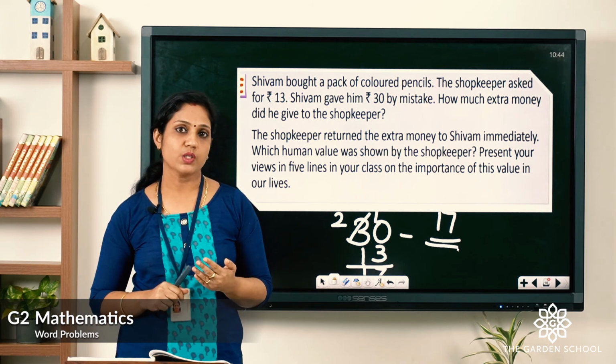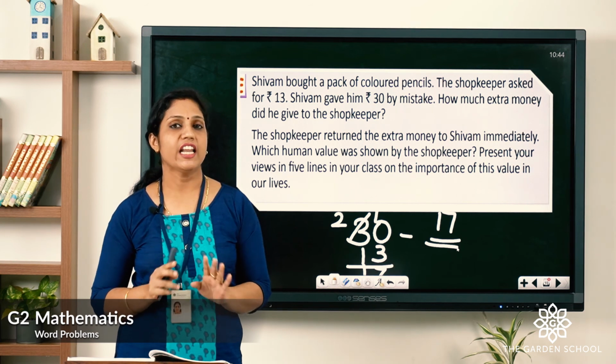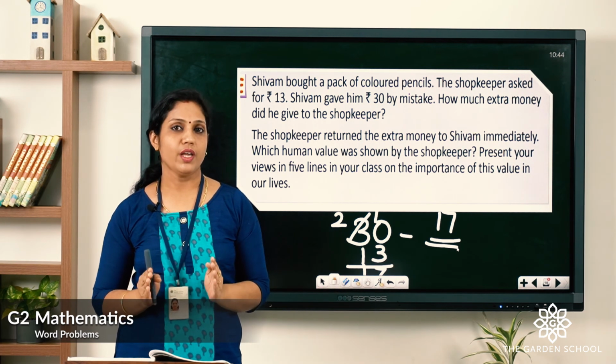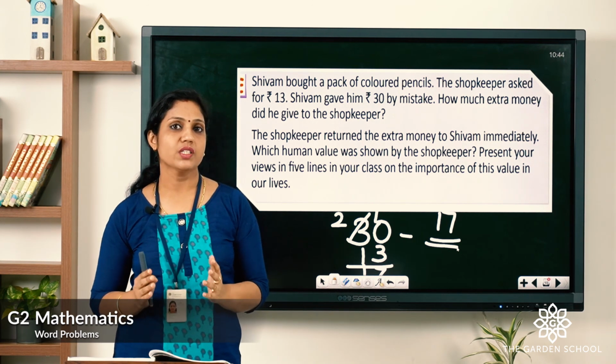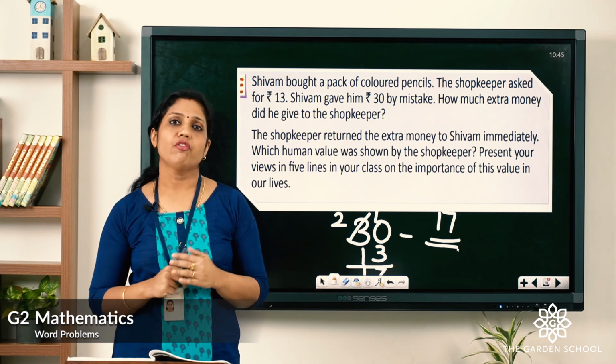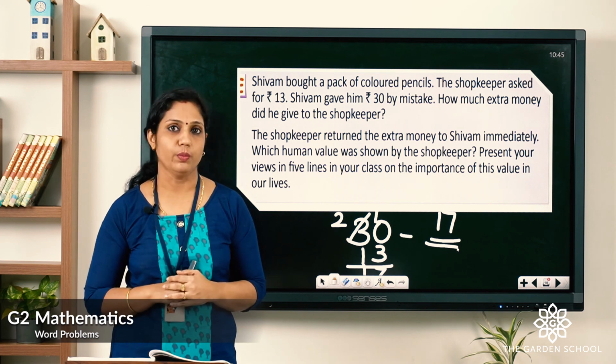And by doing this also, he maintained the trust. So, we have to be honest, never tell lies in our lives, be honest and be trustworthy. Because trust once broken is broken forever. So, these are the values that the shopkeeper teaches us. Now, you can write 5 lines about these values in your notebook.